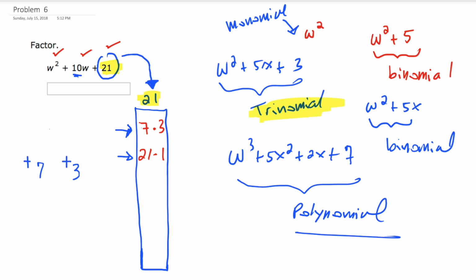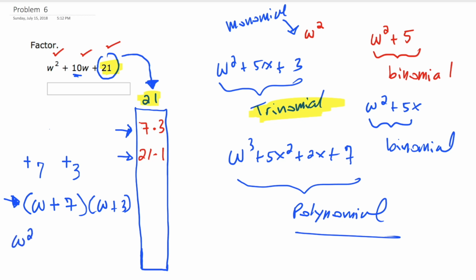Okay, look. Then you go like this: w plus 7 times w plus 3. Now let's FOIL this open. So this is the answer, by the way. Let's FOIL it to make sure we did it right. What do you get?